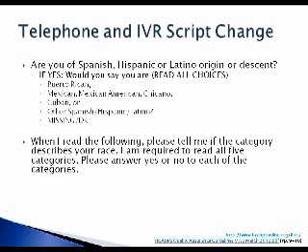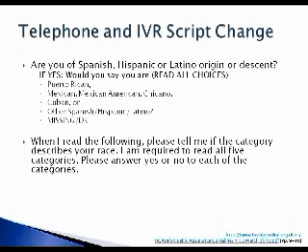The next change in the survey is, when I read the following, please tell me if the category describes your race. I'm required to, and there's a lot of confusion when you're talking with a patient and you ask them, are you white, and they say yes, and then you have to ask them, are you black, and they say, well, I already told you I was white.